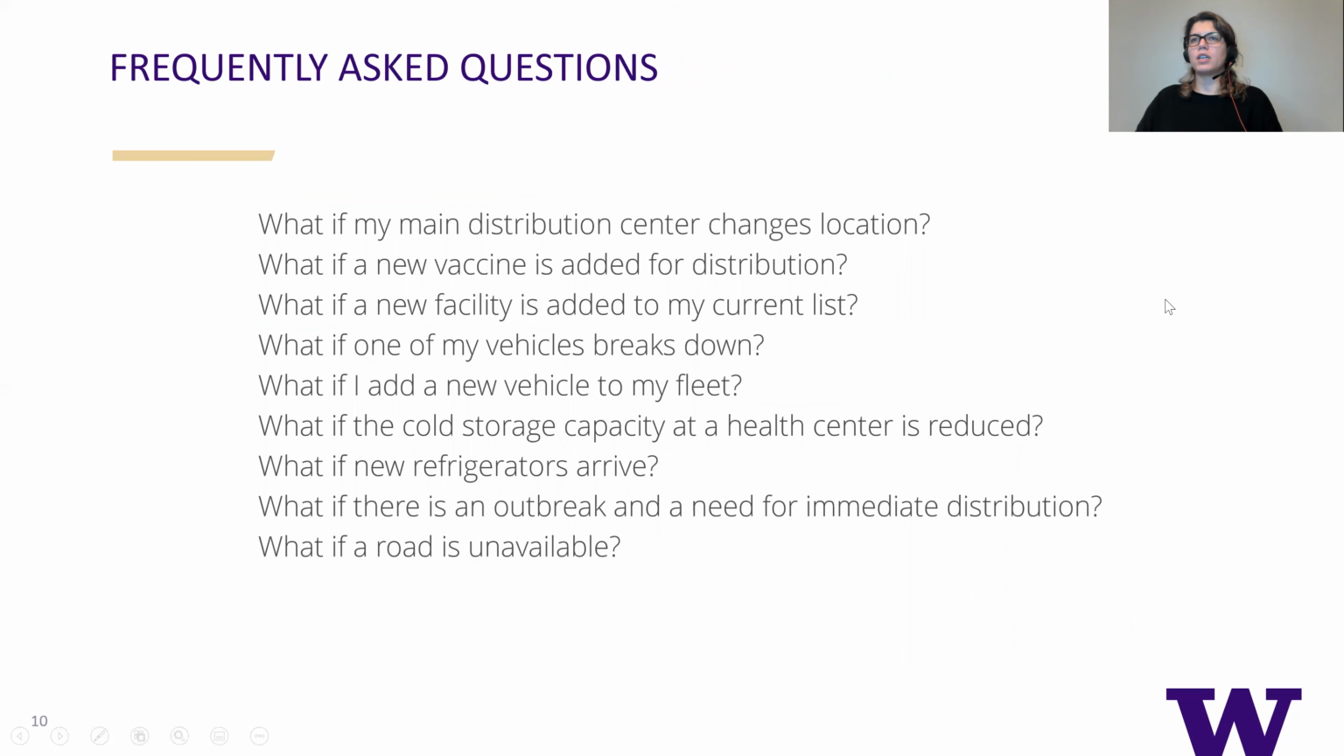We have a user guide in the package, and the user guide explains how to install RoOT and how to use it, but it also gives some frequently asked questions. What do we use these frequently asked questions for? We use them to explain in an easy way how to use RoOT and how to change the input files. Those are questions that they have on a daily basis, which we define together. Like what happens if a center changes location, if a new vaccine is added, a new facility, if the cold capacity changes, or a road is unavailable. So in the user guide, we answer each of those questions, showing how to change the input file and how to work with RoOT. With that, it's easier for the user to understand it.